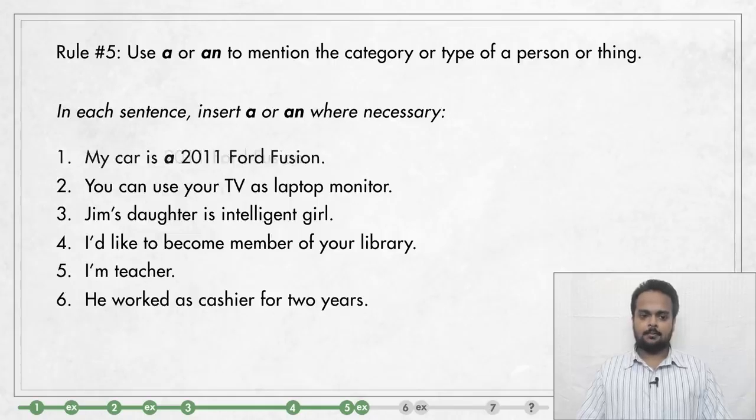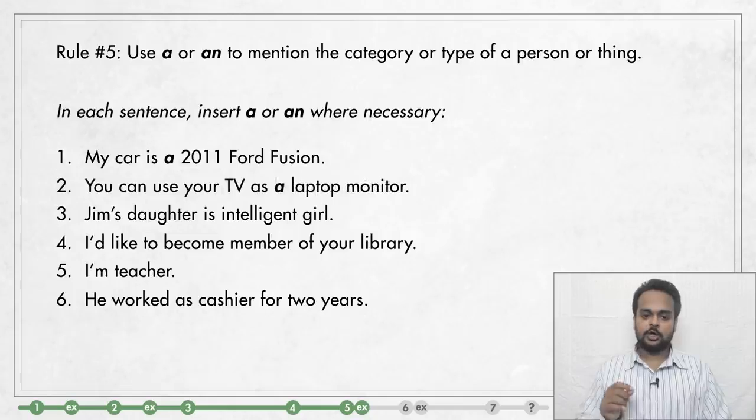Okay, in number 1, my car is a 2011 Ford Fusion. So here I mention my car and then I tell you the model of the car, 2011 Ford Fusion. That is basically the type of car that it is. So we use a before it.